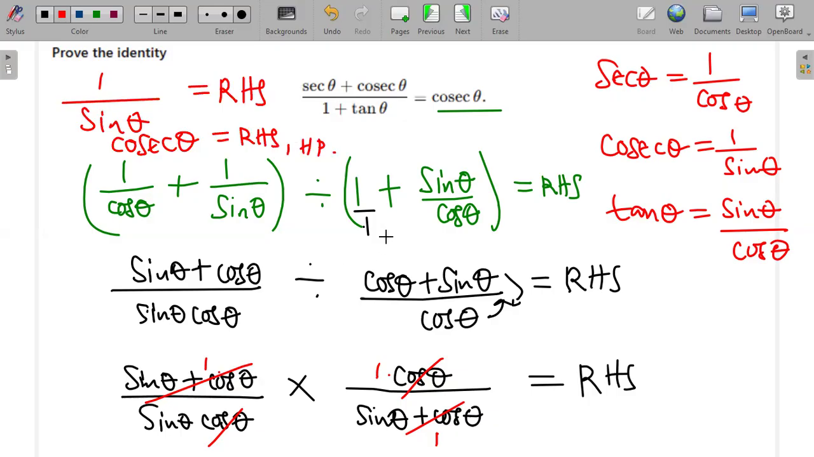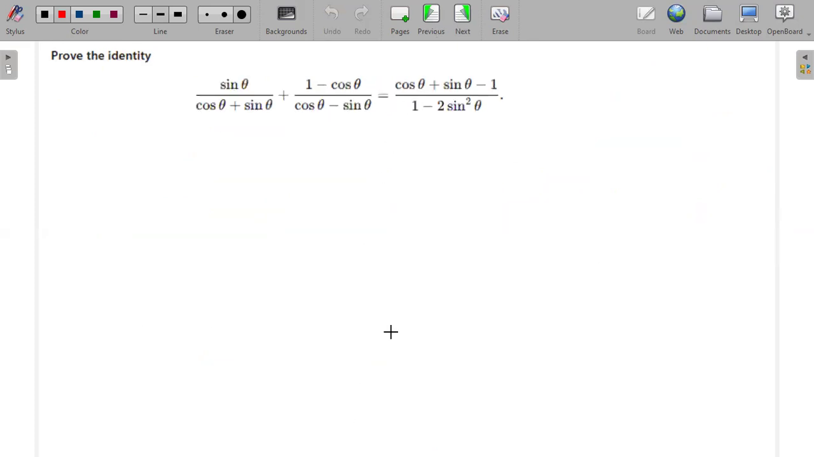Okay, so you've seen, guys, that the identities, they just look complex and complicated. But if you just know the basics, you'll be able to prove them nicely like that. Okay, so we've proved that identity. If there are no questions, I'll move to the next one. So the next one is which one now? Okay, so the next one is this one here.